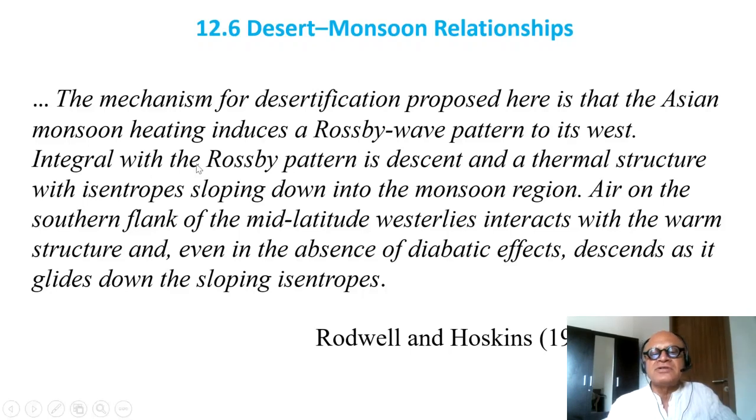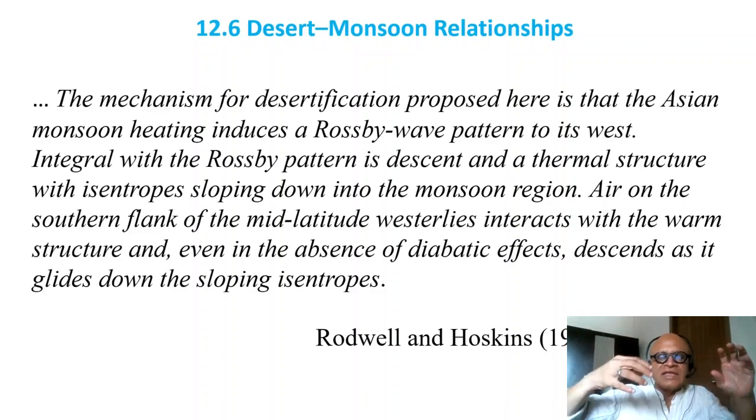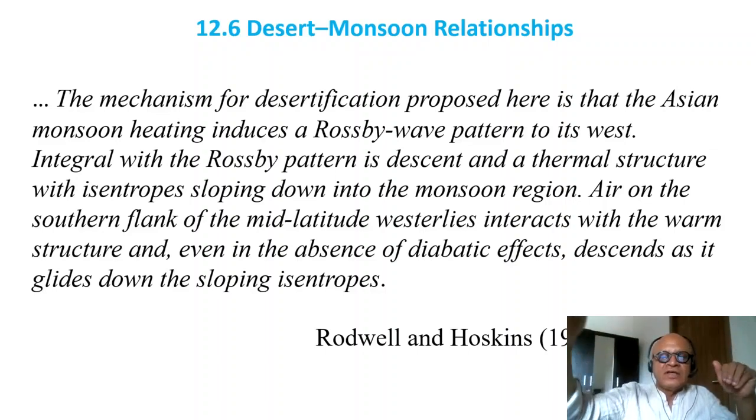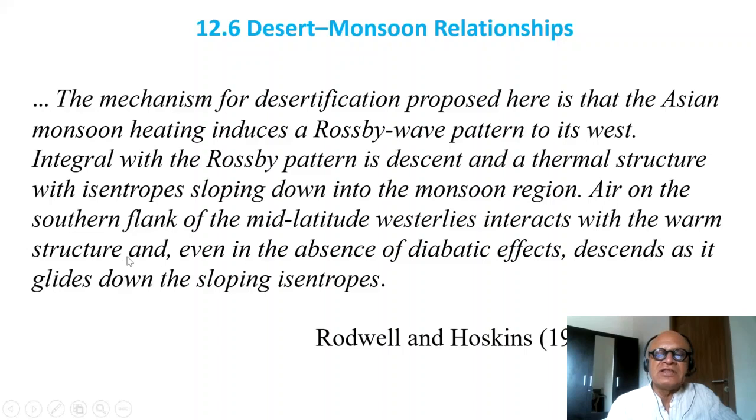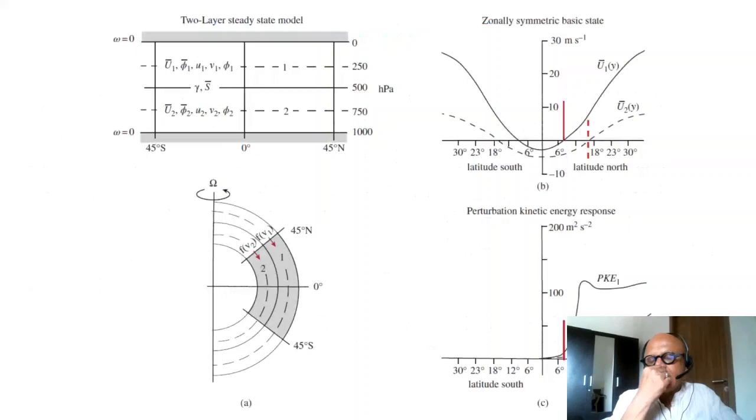Integral with the Rossby pattern is descent and a thermal structure with isentropes sloping down into the monsoon region. Try to imagine monsoon heating, mid-latitude westerlies, and air on the southern flanks of the westerlies towards the monsoon. It interacts with the warm structure and, even in the absence of diabatic effects, descends as it glides down the sloping isentropes. So basically this explains how we get additional subsidence in the June-July-August rainy season over the deserts, which looks very weak when we look at the zonal mean meridional section.